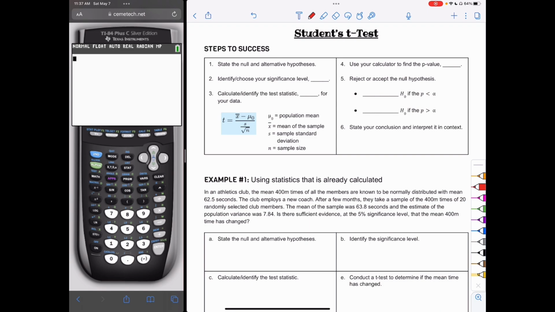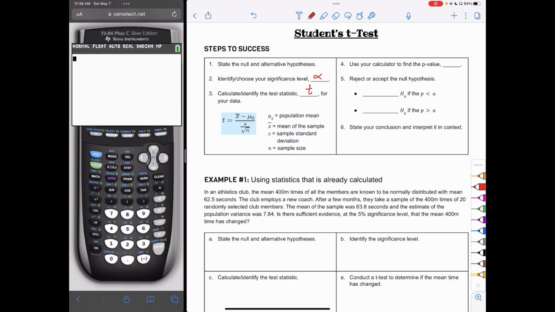So now let's look at the student's t-test. So now that we know how to write our null and alternative hypothesis, we are going to learn how to conduct a t-test to determine or compare our two means. So there are 6 steps to success for this. The first step is that you want to state your null and alternative hypothesis, and then you want to identify or choose your significance level, which we denote as the letter alpha, and that's a Greek symbol. Then you want to calculate or identify your test statistic, which we call T, for your data.